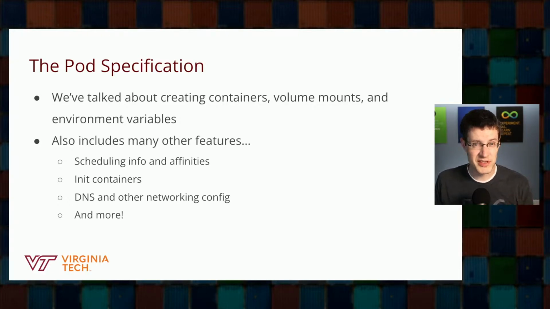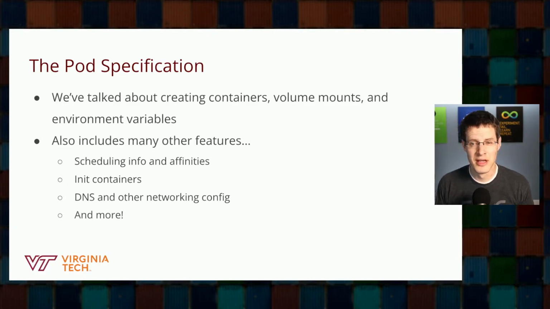And as part of that specification, we've talked about how we create the container, what images we use, how we create the volume mounts, how we populate those volumes, environment variables, etc. But there's a lot of other things that we haven't talked about, and we will in the future. For example, scheduling info and affinities. I may say I want this pod to only run on nodes that have a GPU or on Windows machines or whatever. Using scheduling and affinities, node selectors, etc., we can determine where our pods should be able to run.